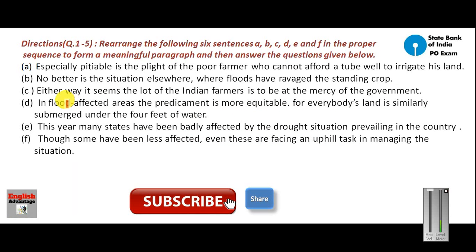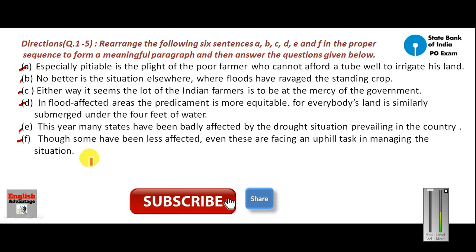So this is the para jumble. Six sentences are given here: A, B, C, D, E and F. But these sentences are all mixed up, and you have to put them in the proper order to make a meaningful paragraph. If you can do it, you can get your answers correct. The best way to solve this para jumble is to figure out which one will be the first sentence. This is the most important exercise here.